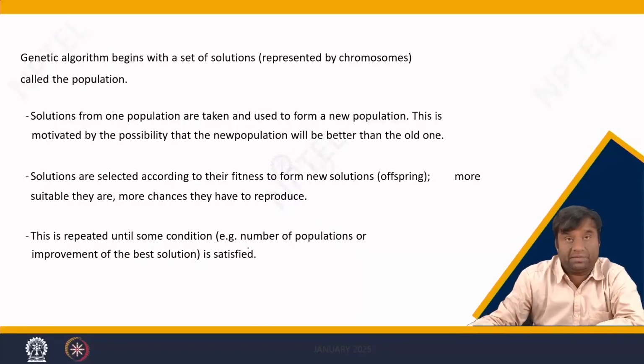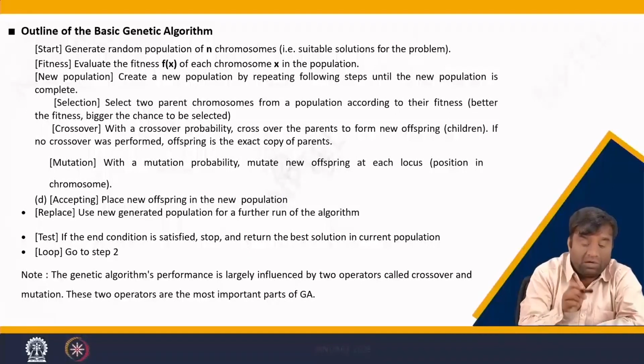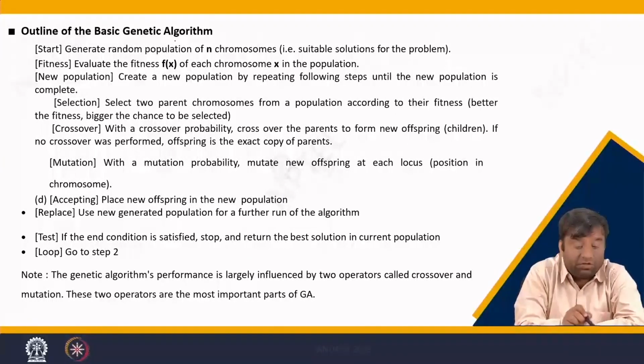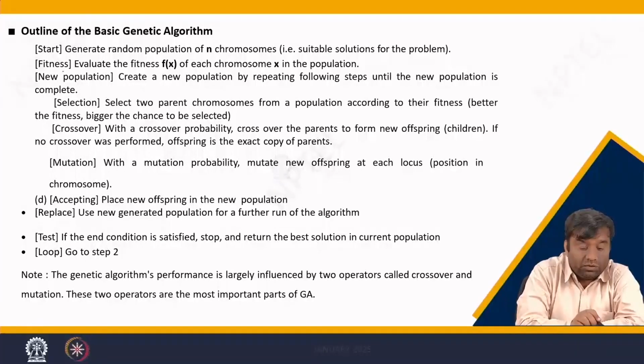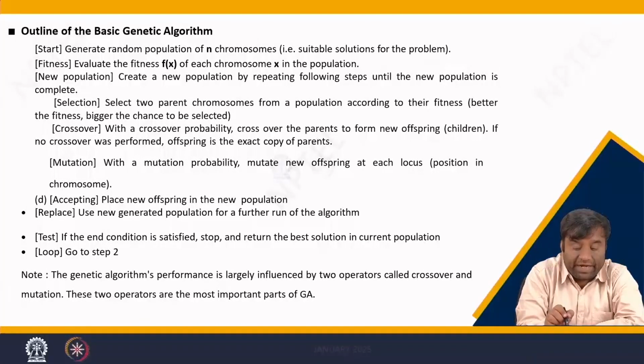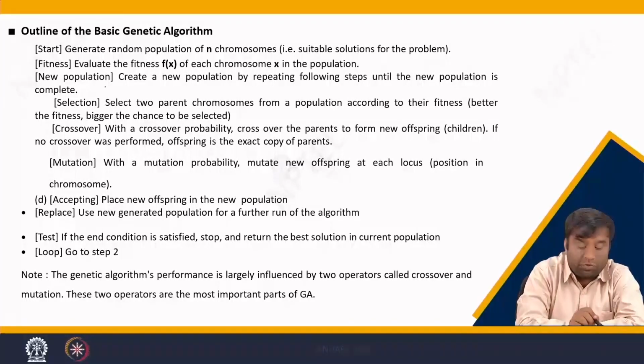This is repeated until some condition, that may be the number of populations or improvement of the best solution, is satisfied. So the outline of the basic genetic algorithm: we start by generating a random population of n chromosomes, that is suitable solutions for the problem. Evaluate the fitness of each chromosome x in the population, which depends on the problem. New population: create a new population by repeating the following steps until the new population is complete.